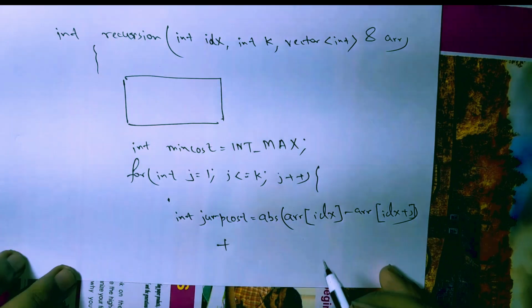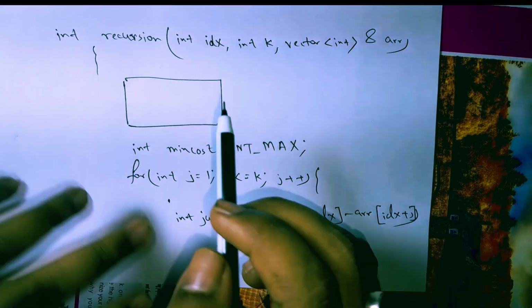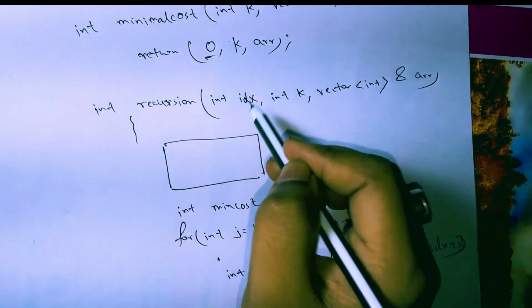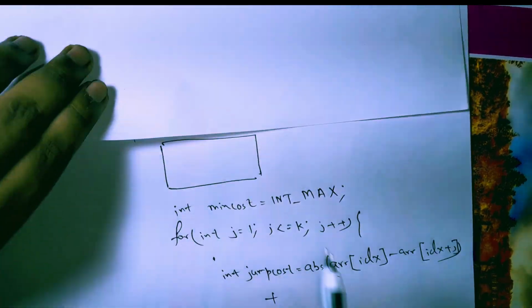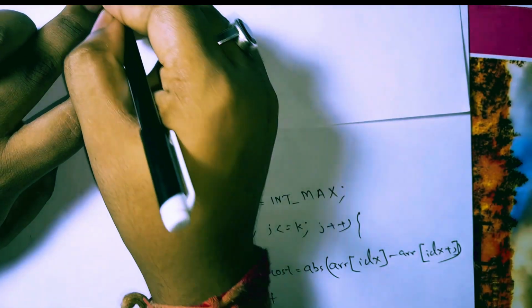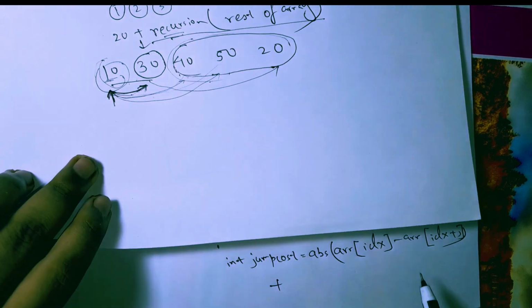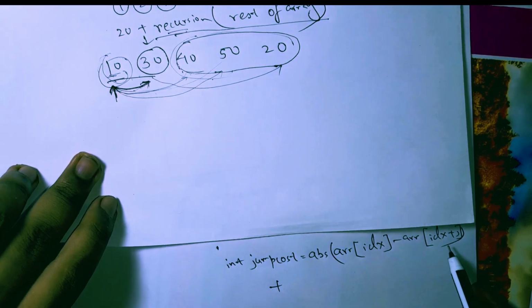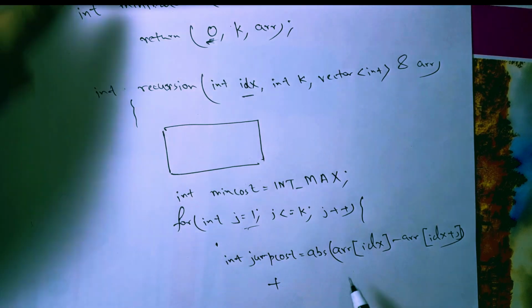Okay, I hope you already know that at first I have declared index here, which will store the index value. From index, my j value will run from 1, 2, 3. So I will take the absolute difference: when my j is 1, array of index, which is 10, minus array of index plus j, which is 0 plus 1, that is 30. So 30 minus 10 will be 20, so 20 will be added.